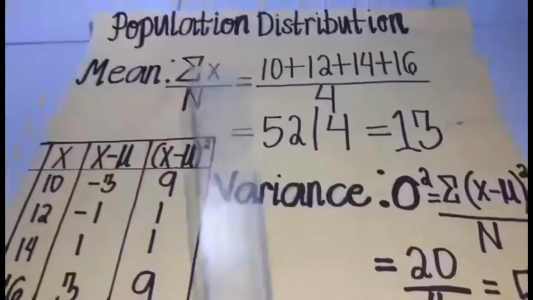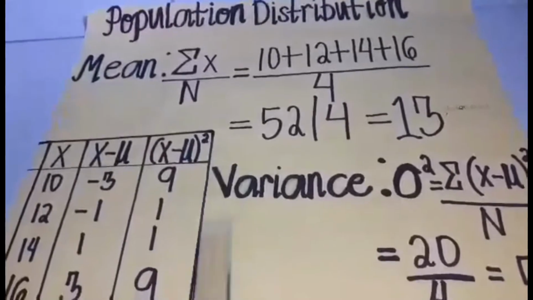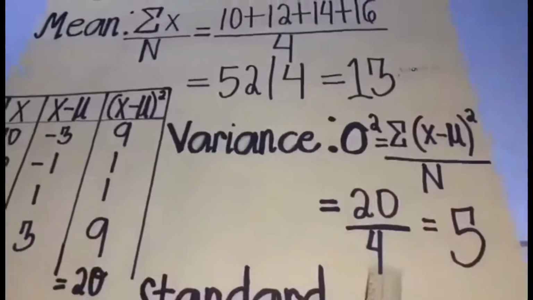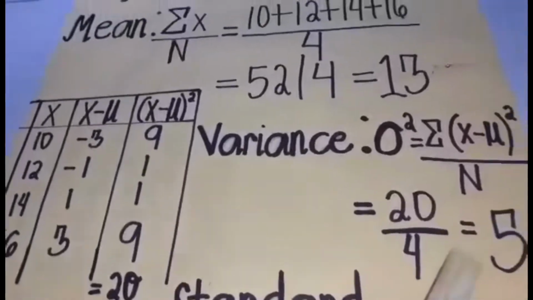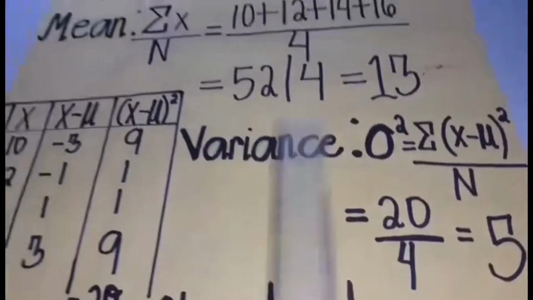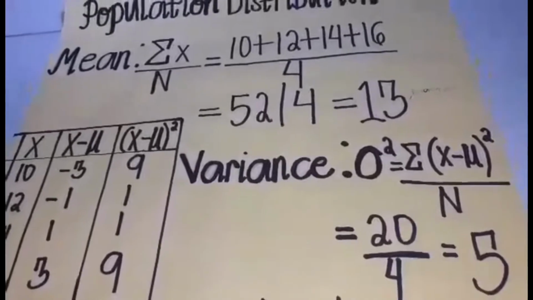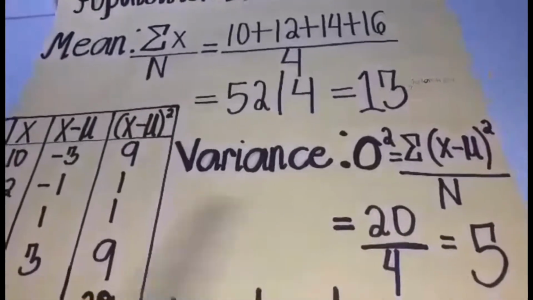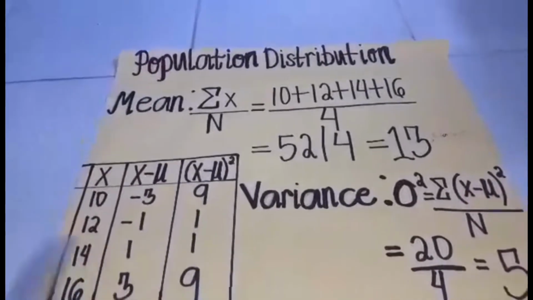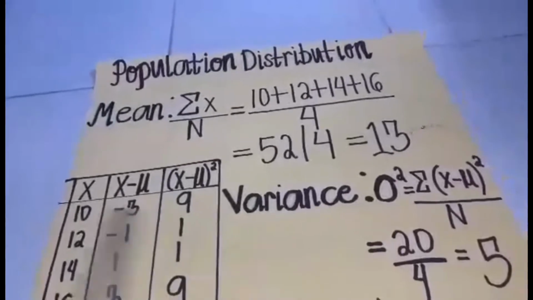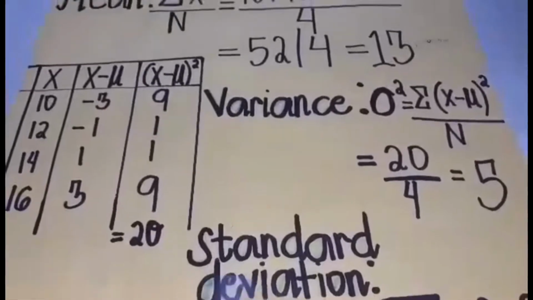So hindi siya complicated, guys. Huwag nyo masyadong pahirapan yung sarili nyo, unlike sa sampling distribution. Gano'n lang siya kadali. You're going to add lang itong nasa third column natin, and we're going to divide it by 4, which is kung ano mang population size na meron yung sample ninyo, and ayun na yung ating variance. So, after getting the mean and the variance of this population distribution, of course, let's now move on to the standard deviation.